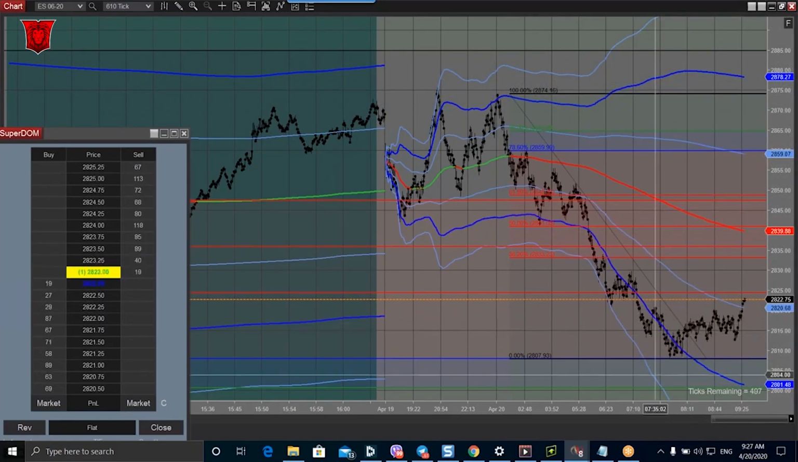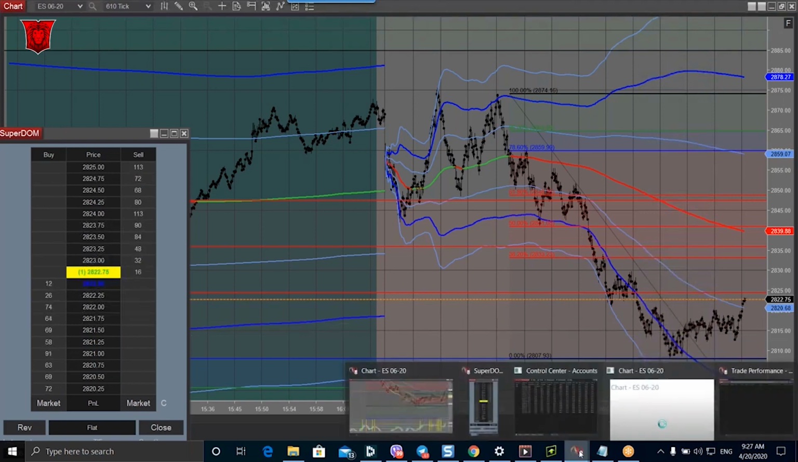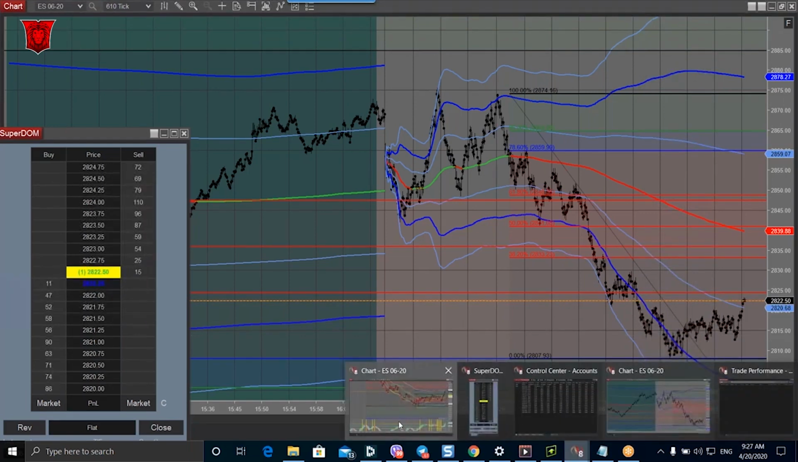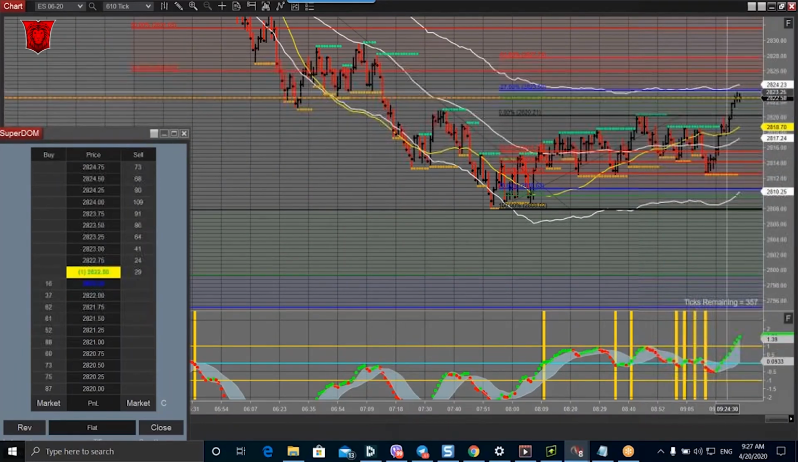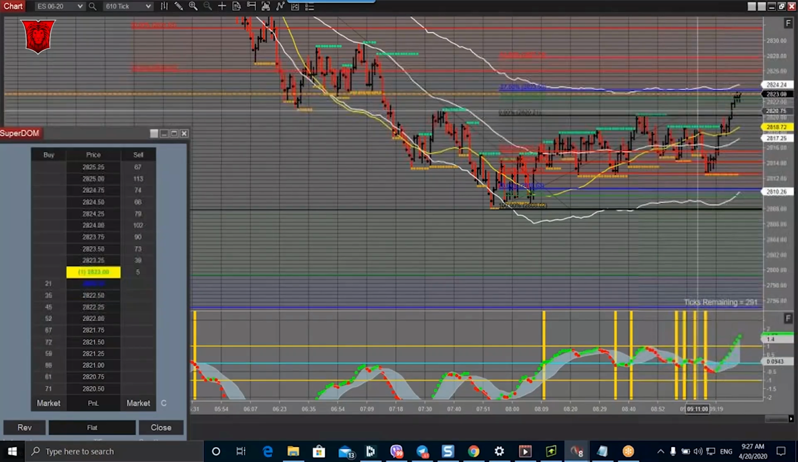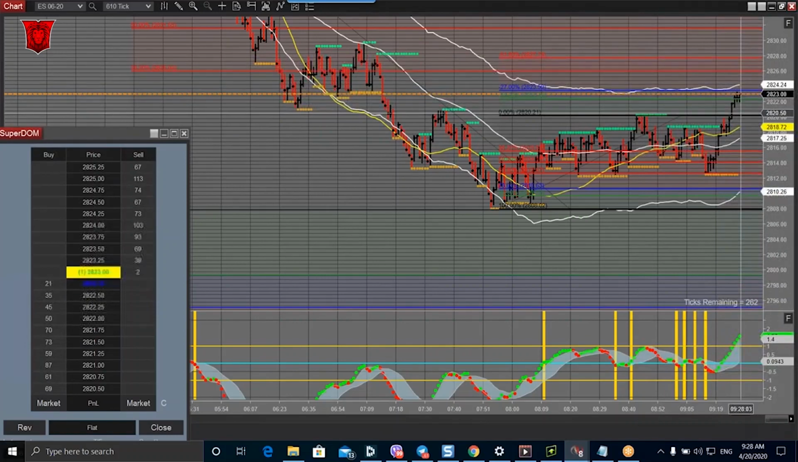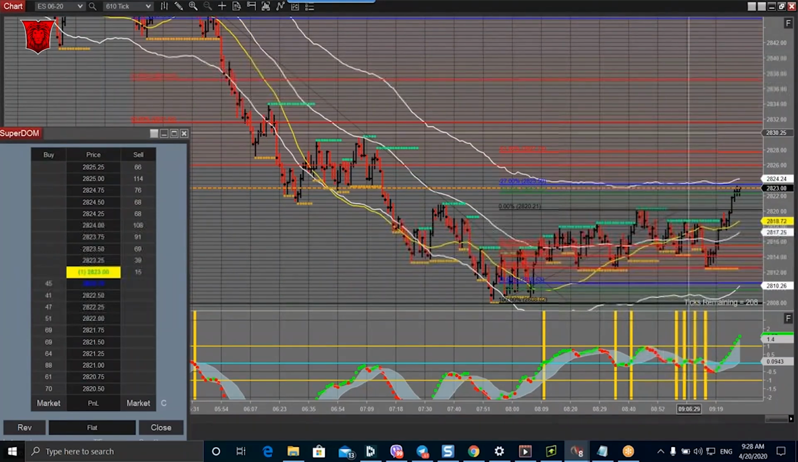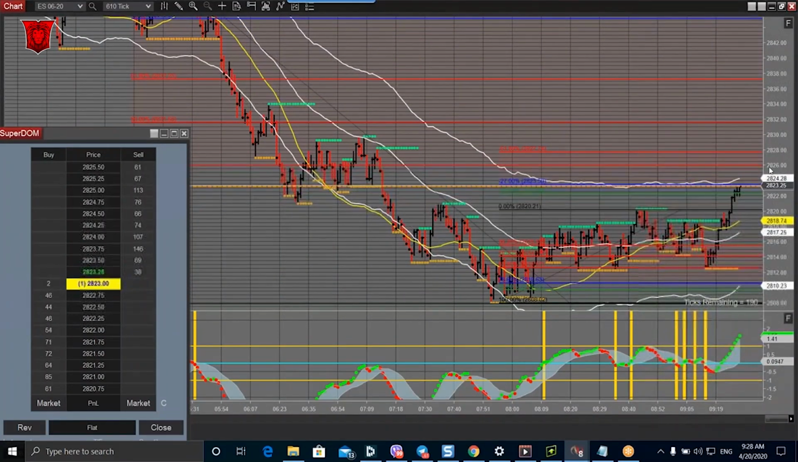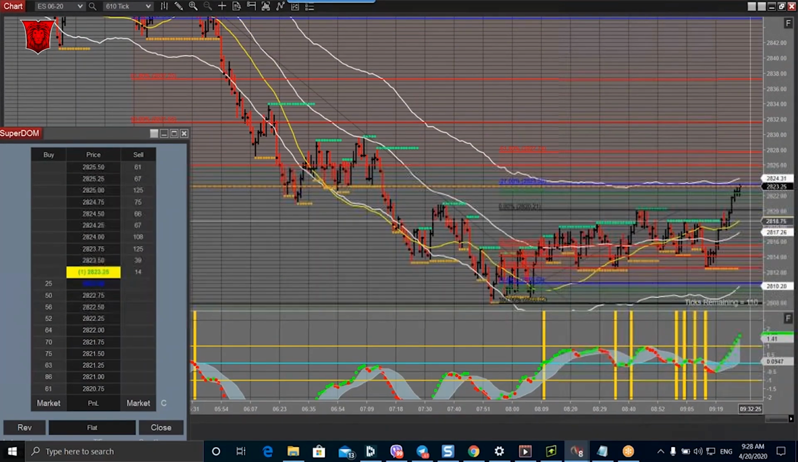So let's look at the Congressive System right here. You can see now we have a current short-term up momentum. We'll see how far that's going to go. Again, here are the retrace levels. We'll see what happens then, whether it's going to come back down or continue going up.